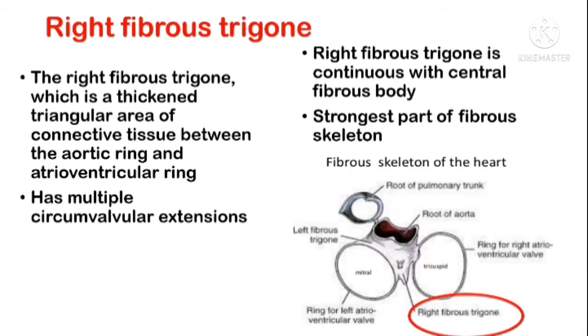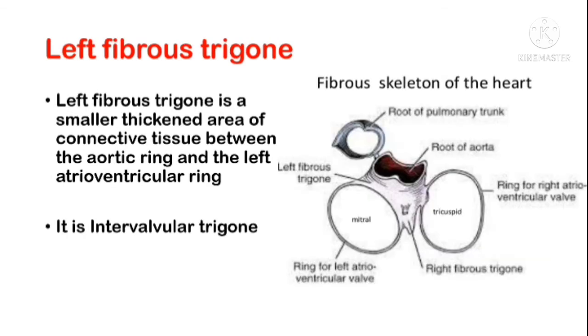Coming to the right fibrous trigone, it is a thickened triangular area of connective tissue between the aortic ring and the atrioventricular ring. It has multiple circumvalvular extensions. The right fibrous trigone is continuous with the central fibrous body. It's the strongest part of the fibrous skeleton. The left fibrous trigone is a smaller thickened area of connective tissue between the aortic ring and the left atrioventricular ring. It is the intervalvular trigone.